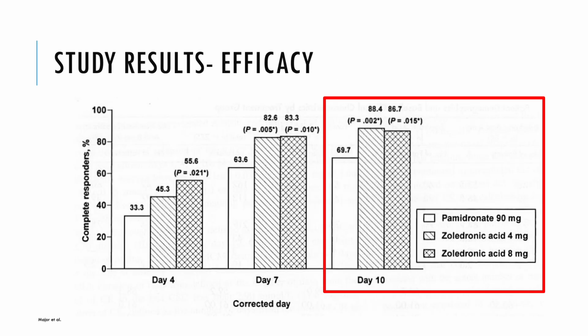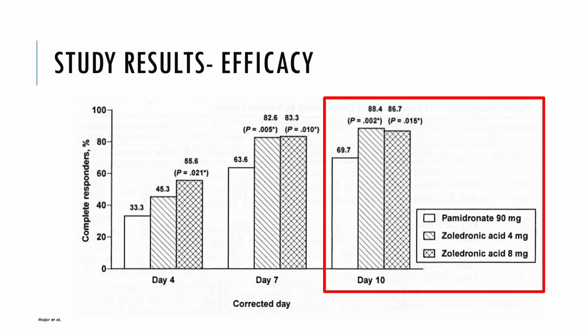This slide shows a graphic of the study efficacy endpoint, the primary endpoint, showing the complete responders, mainly at day 10, but it also shows day 4 and day 7. You can see that the mean corrected serum calcium levels at day 4, 7, and 10 were significantly lower in the patients treated with 4 or 8 mg of zoledronic acid than in patients treated with 90 mg of pamidronate.